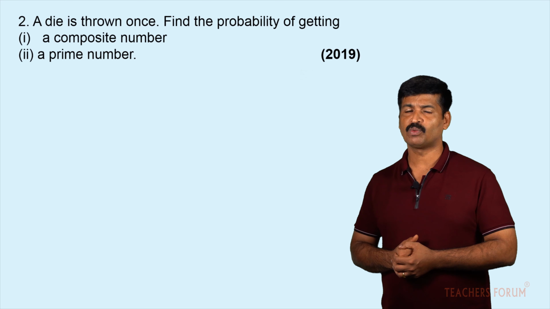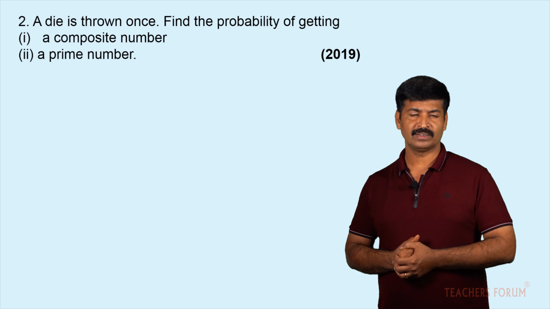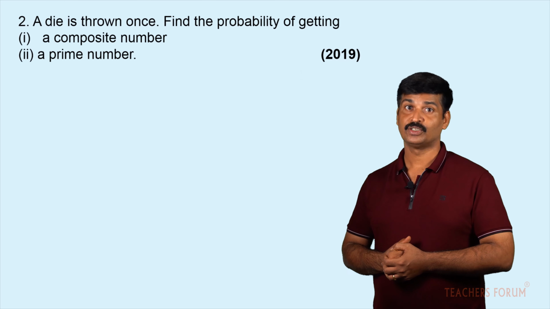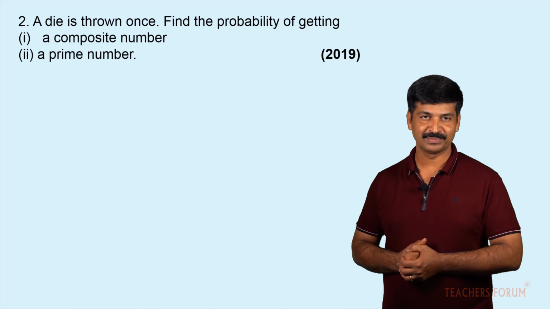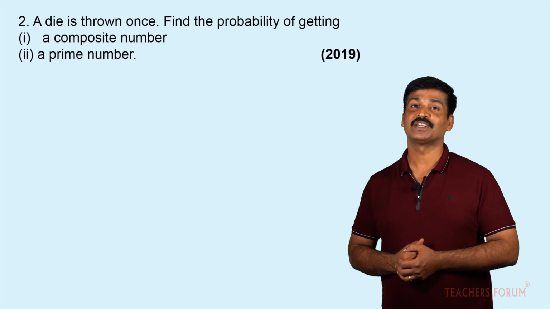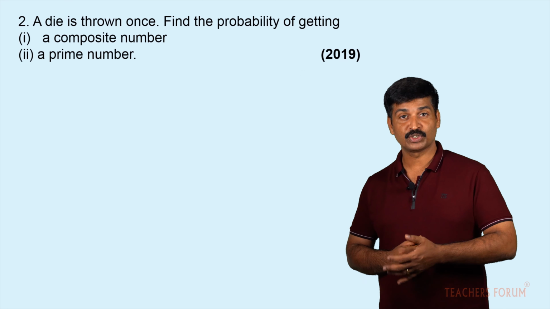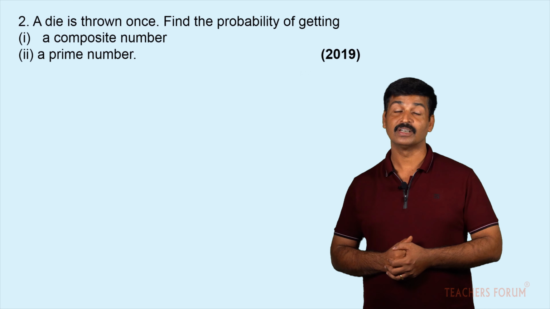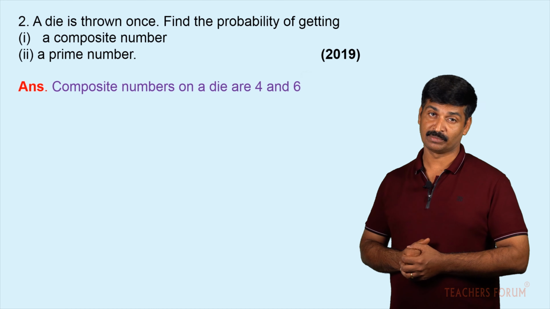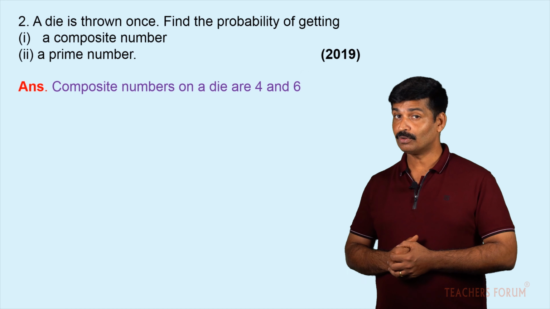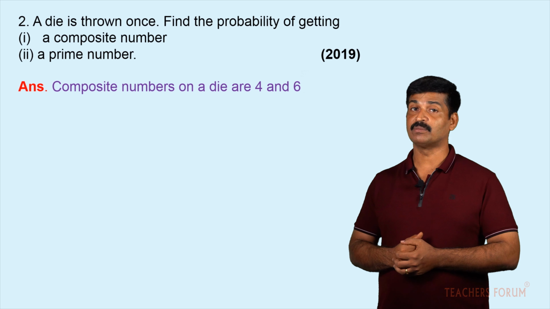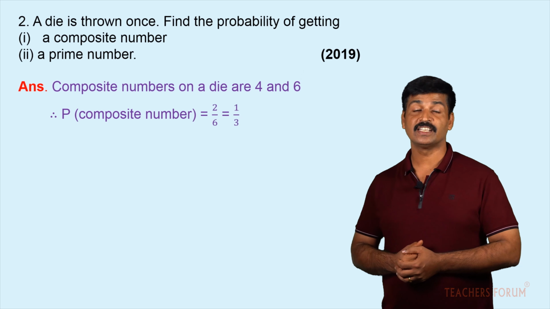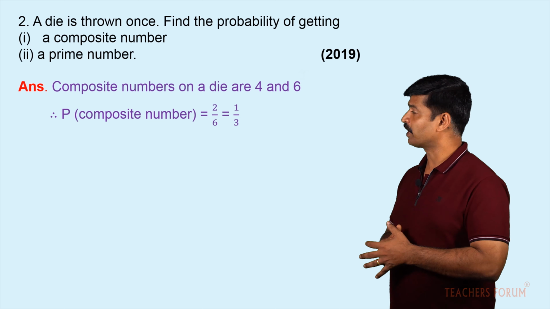Out of these 6 numbers, what are the composite numbers? 1 is neither prime nor composite, 2 is prime, 3 is prime. So the first composite number is 4. Then 5 is also a prime, then 6 is a composite number. So 4 and 6 are the composite numbers. So they are 2. So the probability of getting a composite number is 2 by 6, that is 1 by 3.